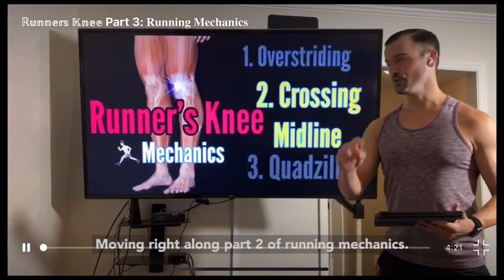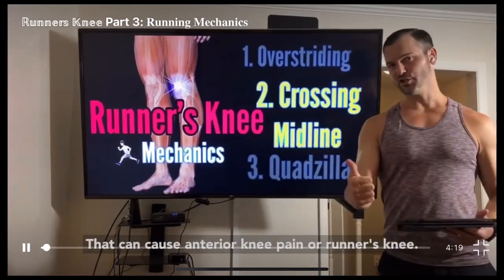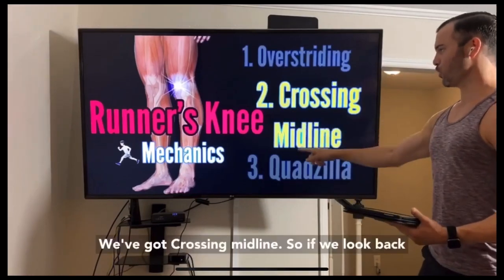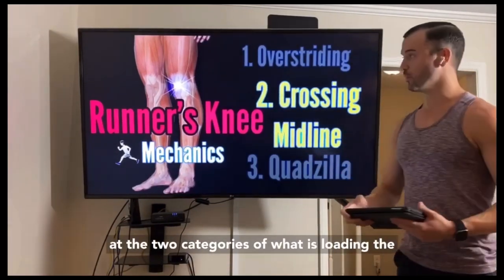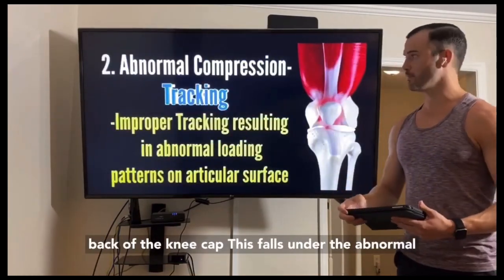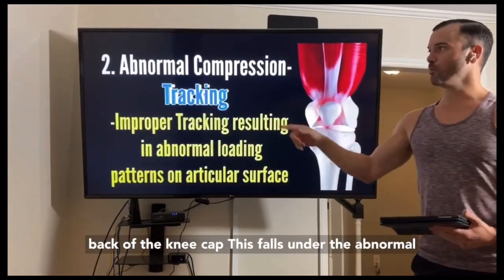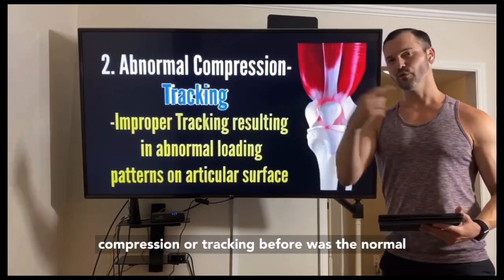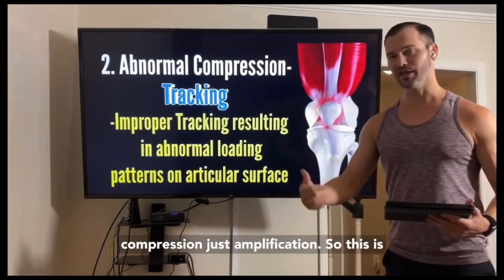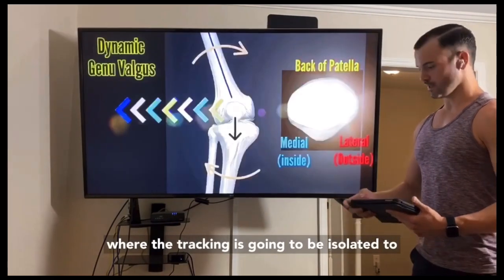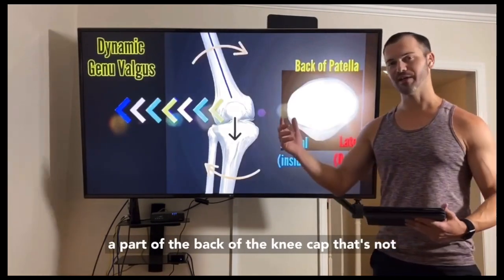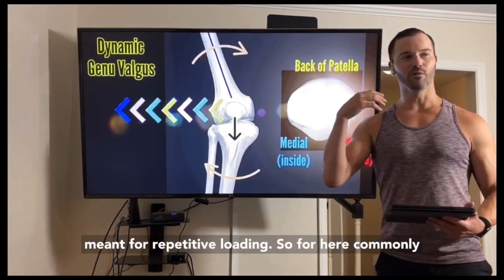Moving right along, part 2 of running mechanics that can cause anterior knee pain or runner's knee. We've got crossing midline. So if we look back at the two categories of what is loading the back of the kneecap, this falls under the abnormal compression or tracking. Before was the normal compression, just amplification. So this is where the tracking is going to be isolated to a part of the back of the kneecap that's not meant for repetitive loading.